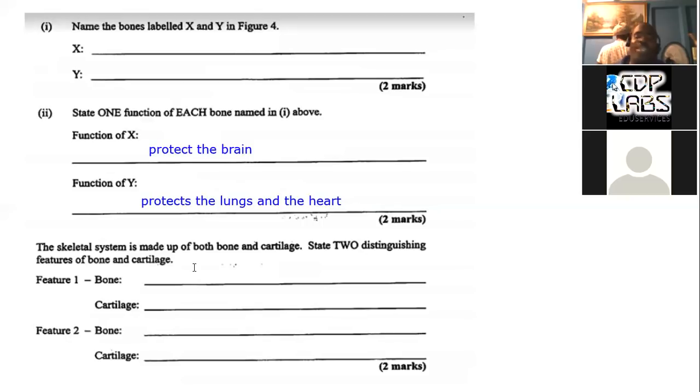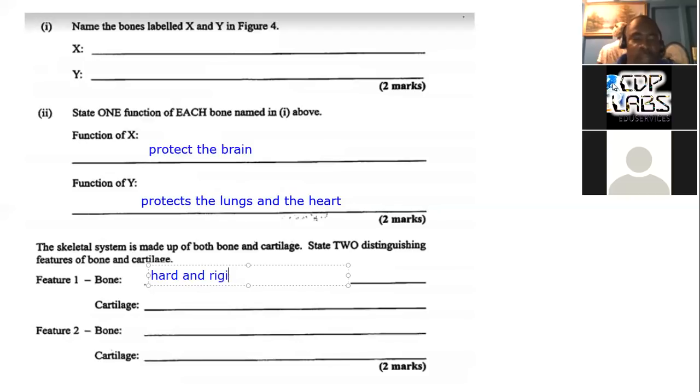Here we go again. State two distinguishing features of bone and cartilage. Come on, you guys must be on target. Let's go. Okay, the bone. Hard and rigid.